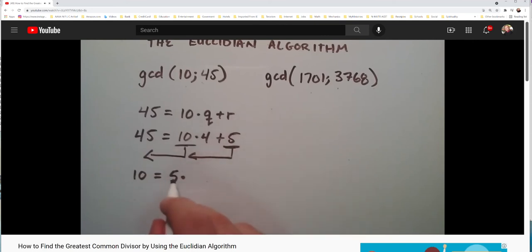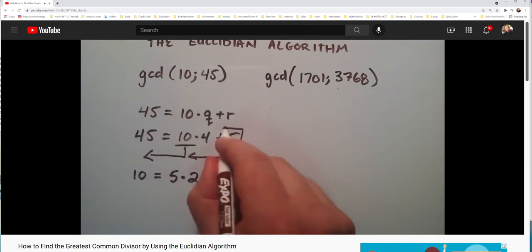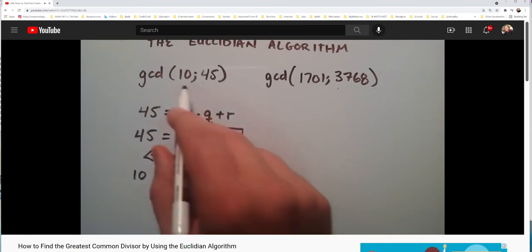Now we ask ourselves, 5 goes into 10 how many times? 2 times with a remainder of 0. Now that we have a remainder of 0, we simply look back at the previous remainder, and this is our greatest common denominator for the original two numbers.